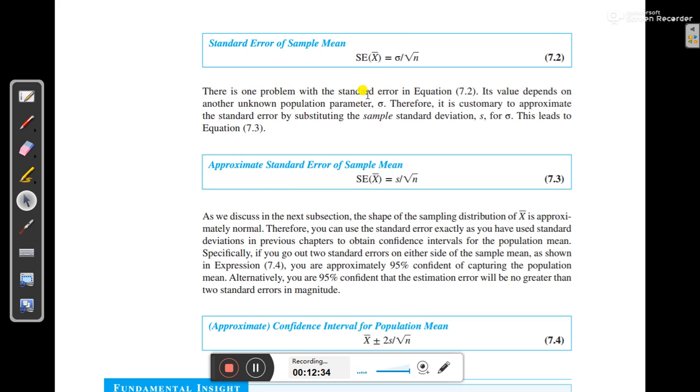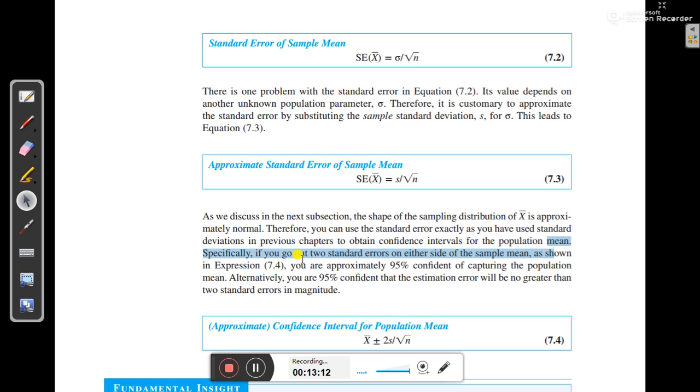So this is one problem with the standard error in equation 7.2. Its value depends on the other unknown population parameter sigma. Therefore, it is customary to approximate the standard error by substituting the sample standard deviation s for sigma. This leads to equation 7.3, the approximate standard error for the sample mean. As we discuss in the next subsection, the shape of the sampling distribution of x-bar is approximately normal. Therefore, you can use the standard error exactly as you have used the standard deviation in previous chapters to obtain confidence intervals for the population mean.